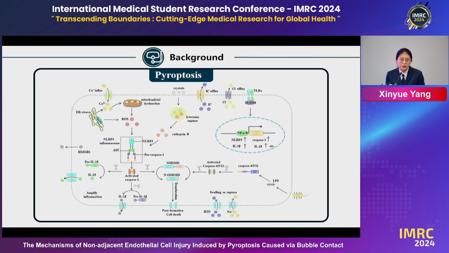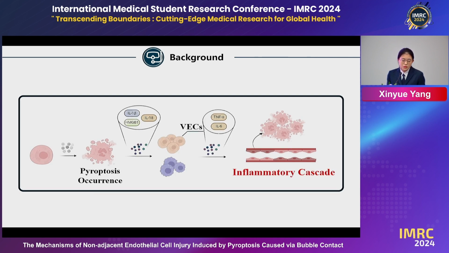Pyroptosis is a novel mode of cell death in which cells are stimulated to form the NLRP3 inflammatory complex, which ultimately leads to cell rupture. As a pro-inflammatory cell death mode, pyroptosis can trigger the activation of immune cells and the release of interleukin-1 beta, interleukin-18, and HMGB1, which ultimately initiates an inflammatory cascade and plays an important role in various diseases, such as diabetic vascular disease and hypertension.